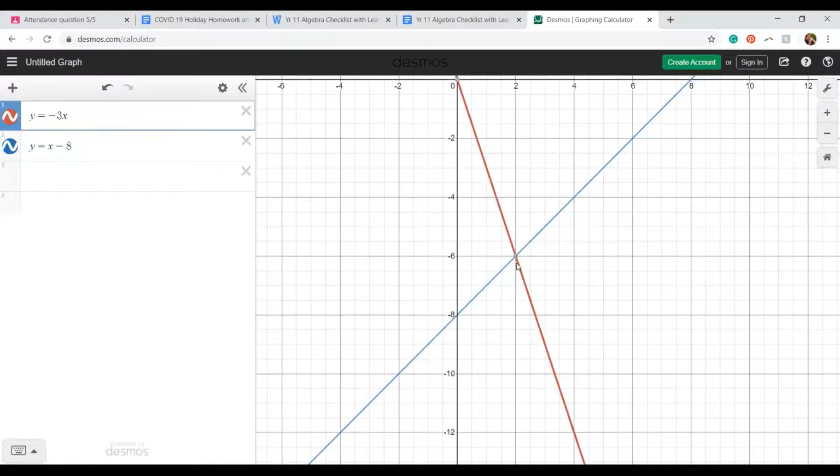I think there might be a way to also search for intersections, but the easiest way is just to click on the points and then it'll tell you 2, -6. That means to solve this problem, we would say x equals 2, y equals -6.